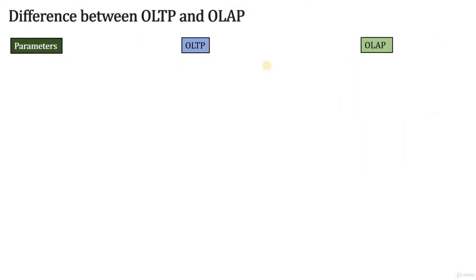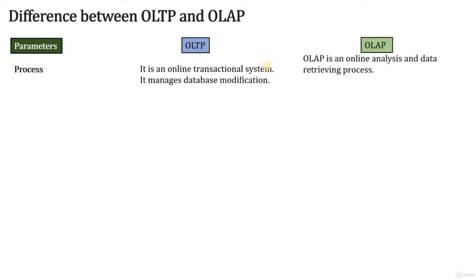Now let's understand the difference between OLTP and OLAP in detail with certain parameters. Let's learn one by one. The first parameter is the process. OLTP is an online transactional system. It manages the database modification, and OLAP is an online analysis and data retrieving process. As I said before, OLTP is meant for data processing and OLAP is meant for data analysis.